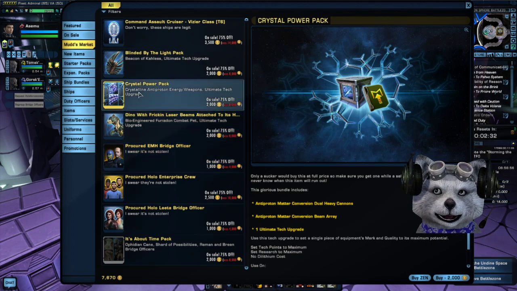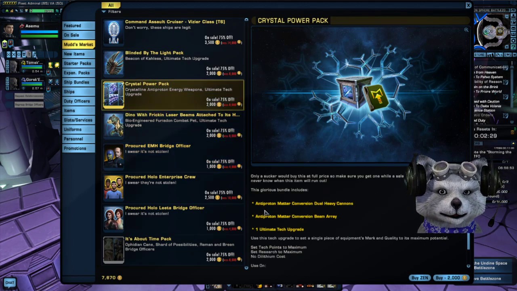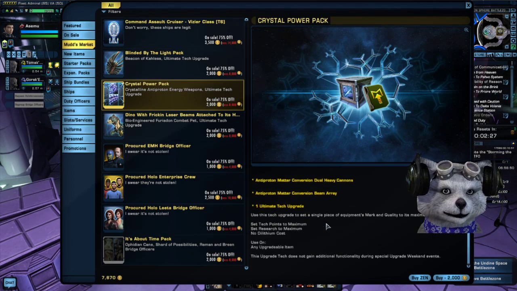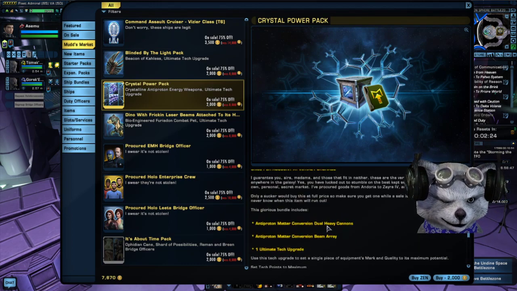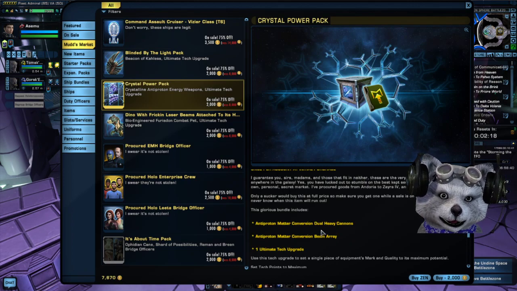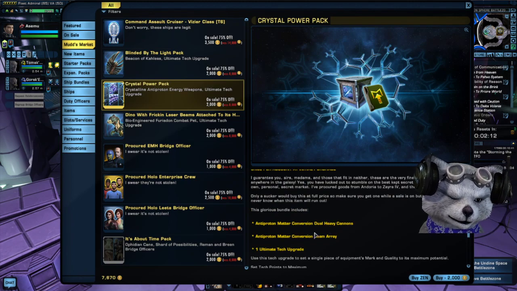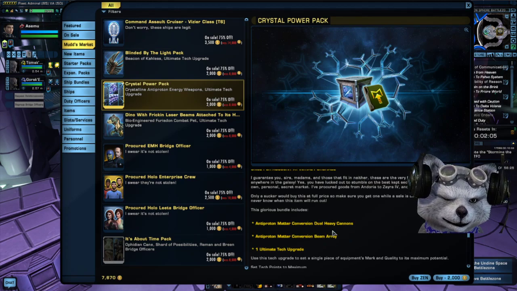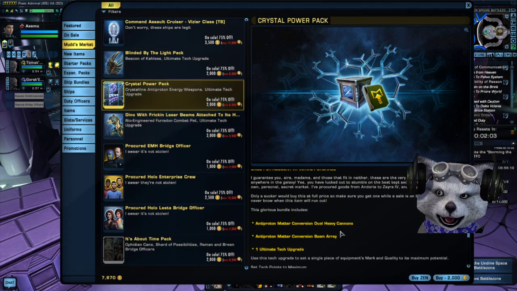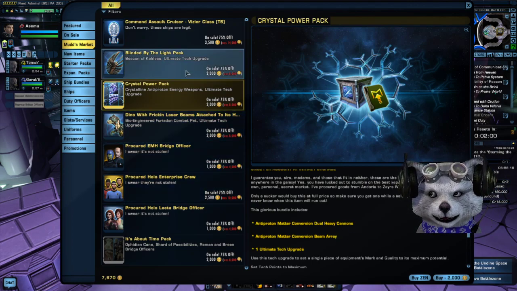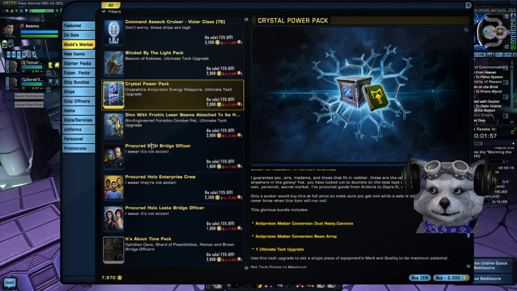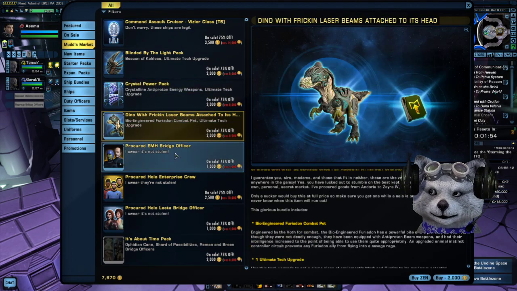So okay, Crystal Power Pack. This might be good if you have an anti-proton weapon. Anti-matter confused dual heavy cannon and beam array. This could be good if your weaponry is anti-proton. But the problem, I think, is this is only limited to 1 per ship, so I'm not sure if it's worth $20. This is all old items from an old event. Most people already have it.